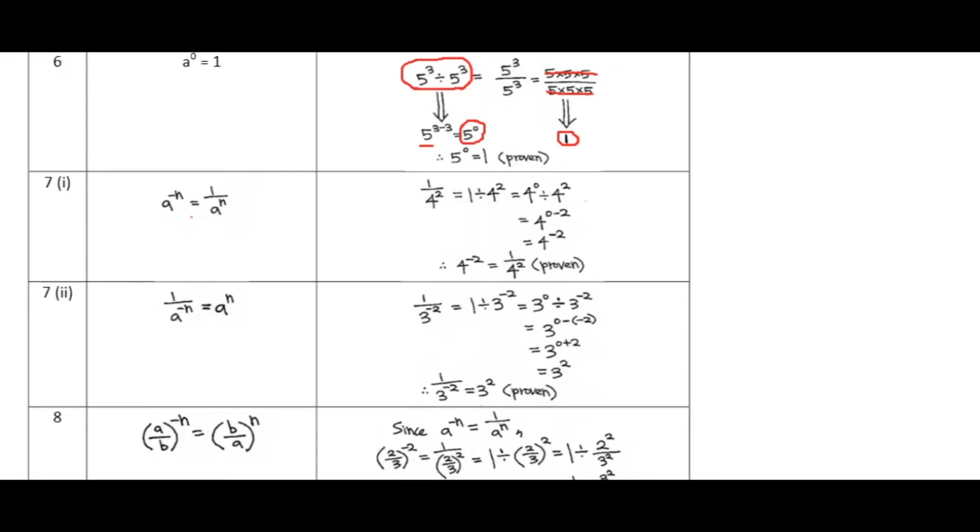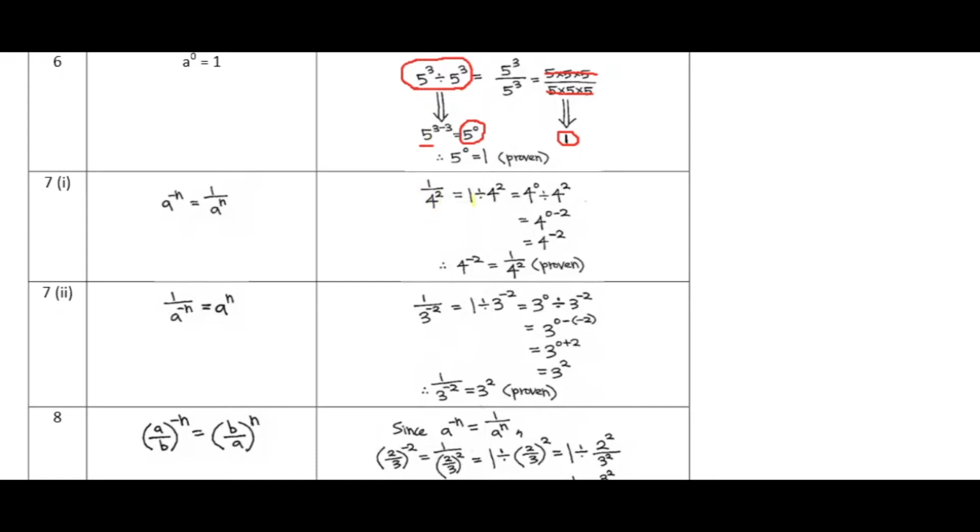What about this? Okay, number 7. Part 1: a to the power of minus n equals 1 over a to the power of n. How do I prove this? Let me give you an example. If I have 1 over 4 squared, this is just another hypothetical. 1 over 4 squared, what does this actually mean?